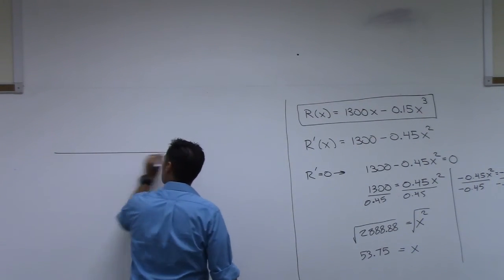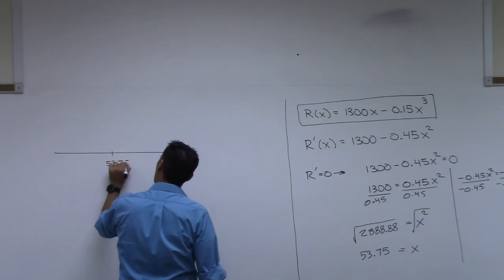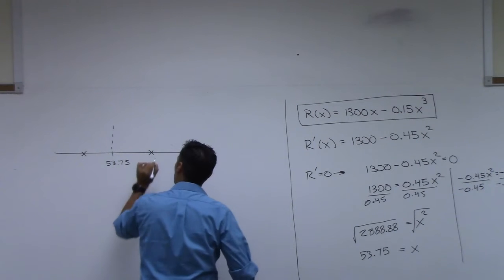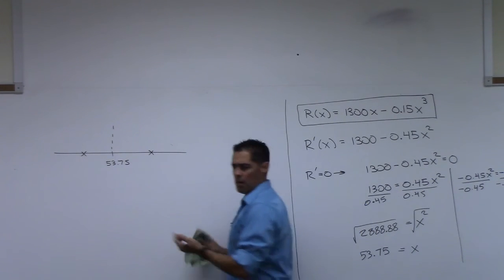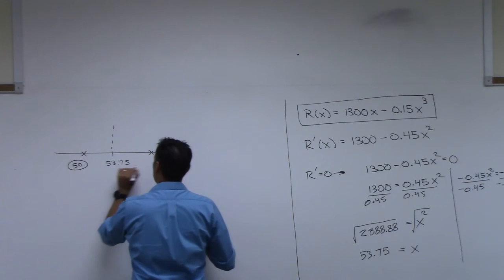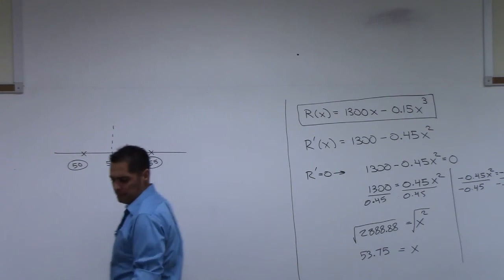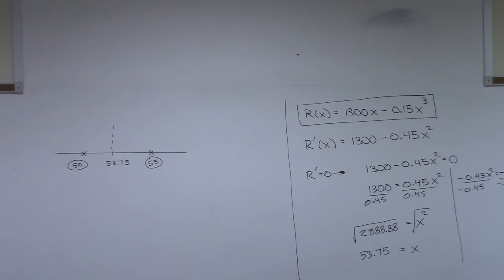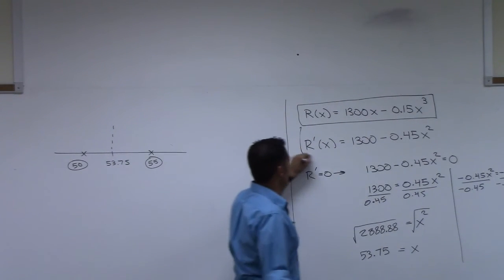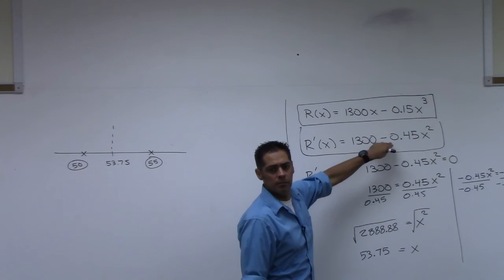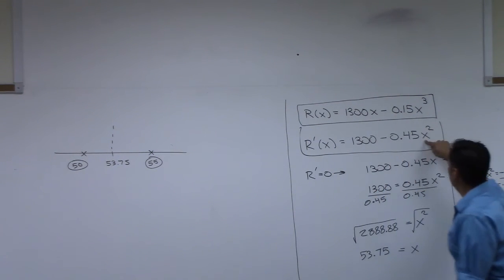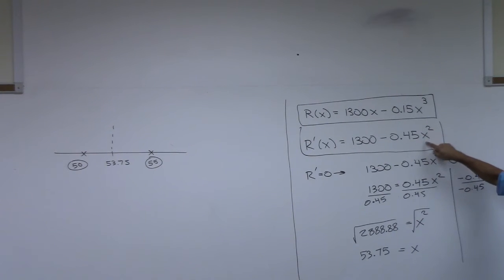Okay, so now number line, 53.75. Split it up, pick 2 points. 50, right? 50 will work. And 55 will work. And where do those get plugged in? First derivative, right? Those get plugged into this one right here. All right, so again, I need someone to do this for me. I need you to square 50 and then multiply times that and then subtract it from that. And tell me if you get a positive or a negative. You should get positive. 1,100. So it's positive? Yeah.